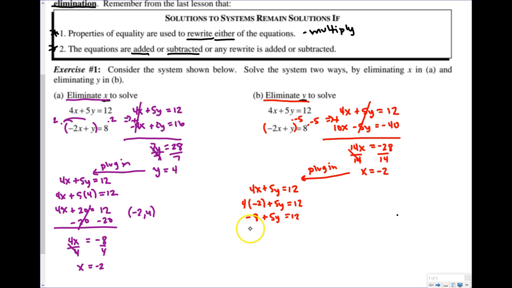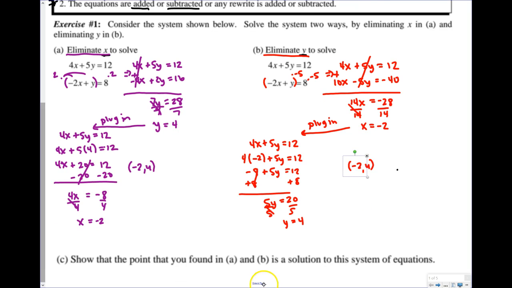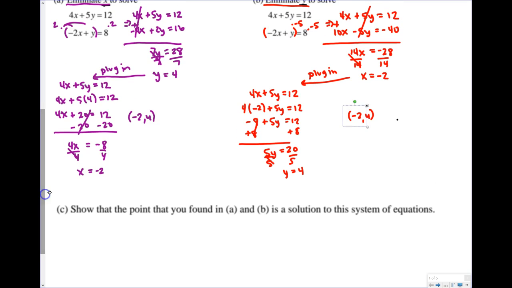And then I'm going to add 8 to both sides, and then I get 5y equals 20. Divide both sides by 5, and I get y equals 4, which is the same answer I got the first time. So I know that I've done this correctly both times. Here, -2, 4.